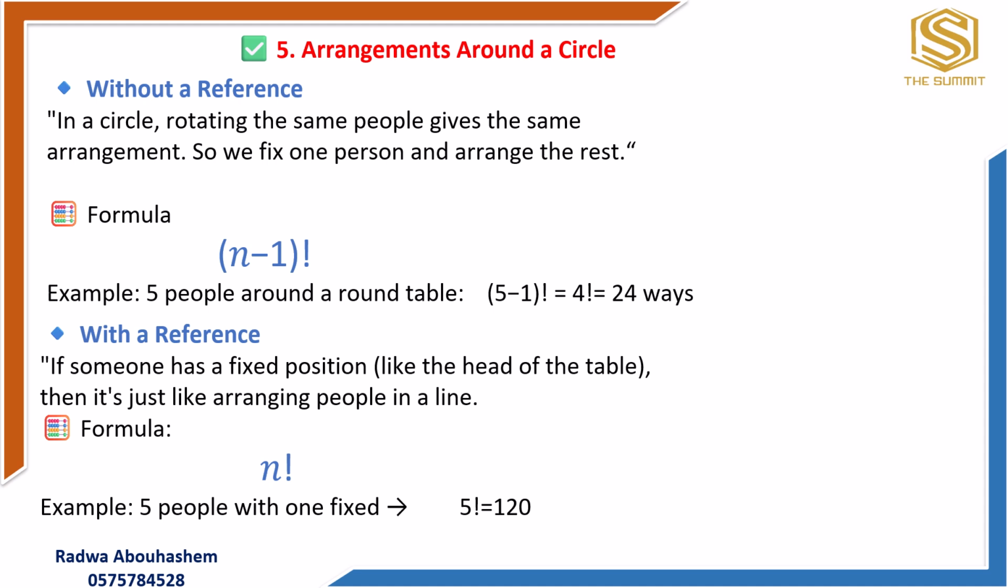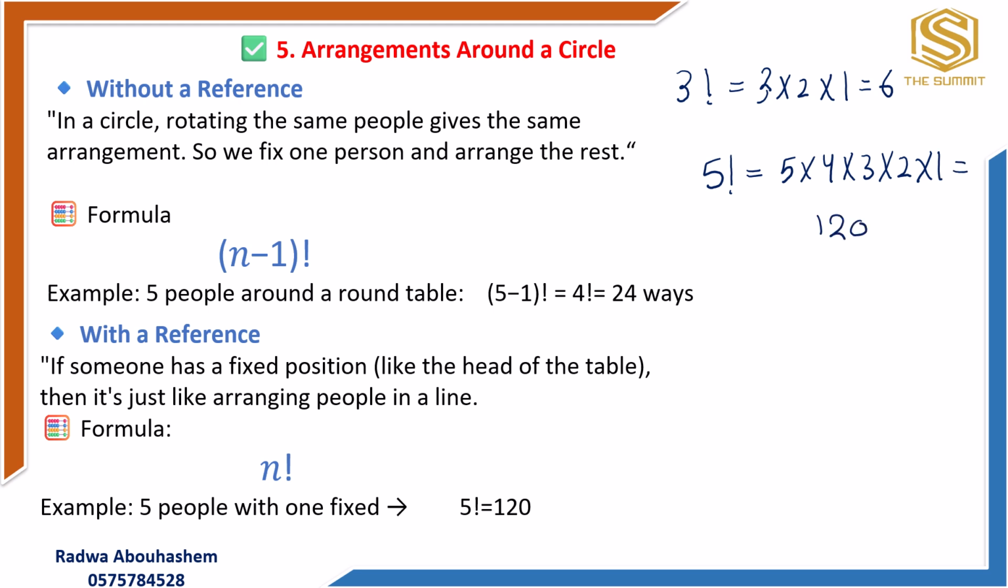What is the meaning of factorial? When I say 3 factorial, this means I have to multiply all of the numbers down from the 3. So 3 times 2 times 1, which gives me 6. If I say 5 factorial, it would be 5 times 4 times 3 times 2 times 1. So 20 times 6 gives me 120. So the formula for without a reference is n minus 1 factorial.